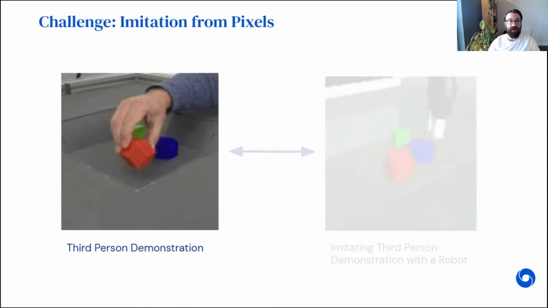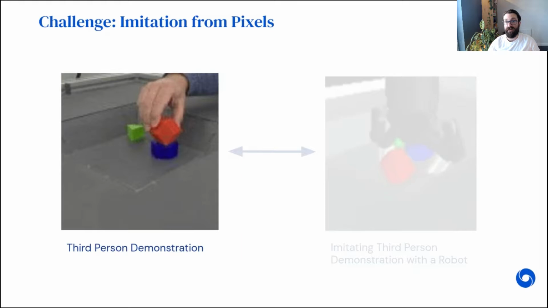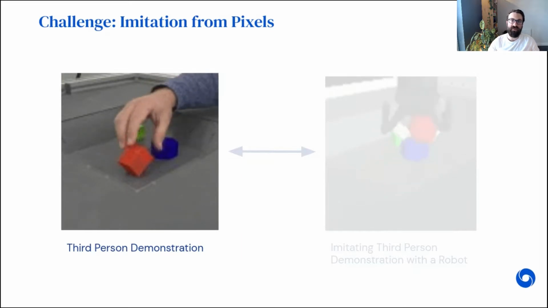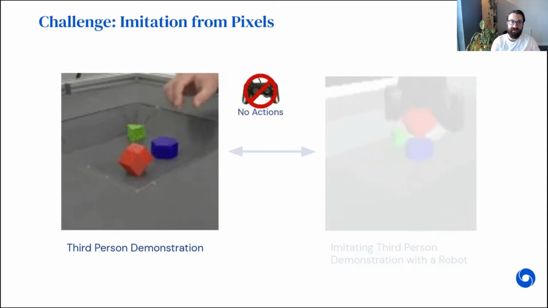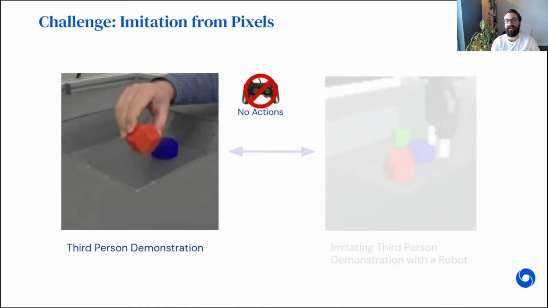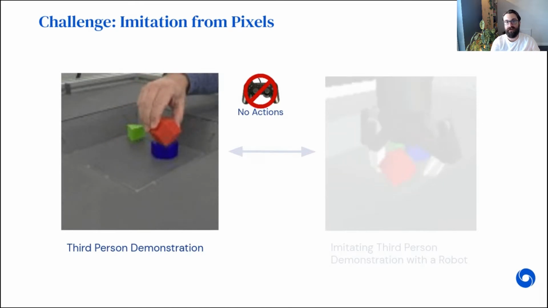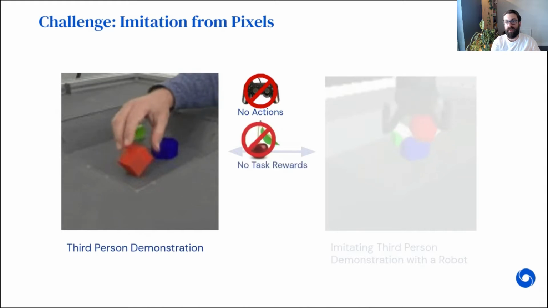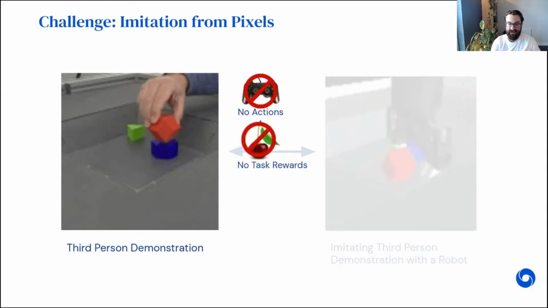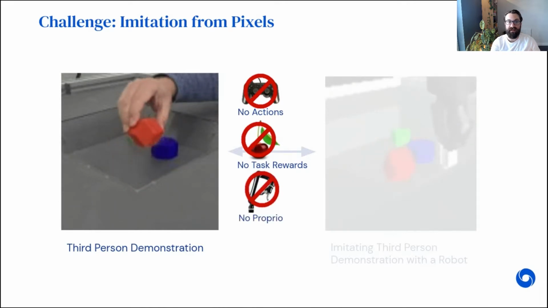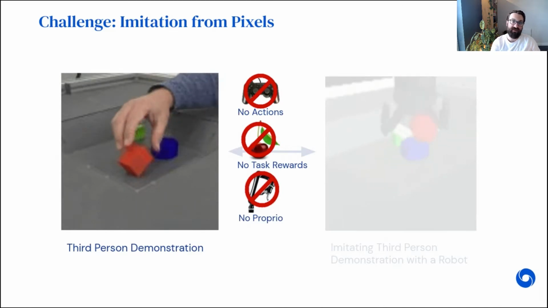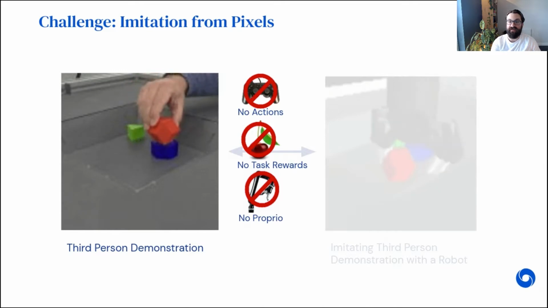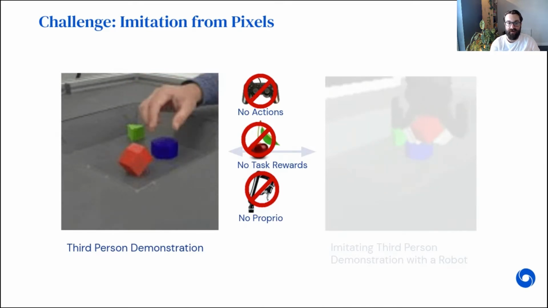In order to be able to do that, there are a few challenges that we need to address. First, the challenges that have to do with imitating from pixels. We don't have access to actions. It's almost impossible, for example, to define, let alone obtain actions for human demonstrators. There is no task reward, as in this scenario, we don't have a particular downstream task in mind. And finally, we either don't have proprioceptive information, or the proprioceptive information that we do have is different to the embodiment of our imitating agent.